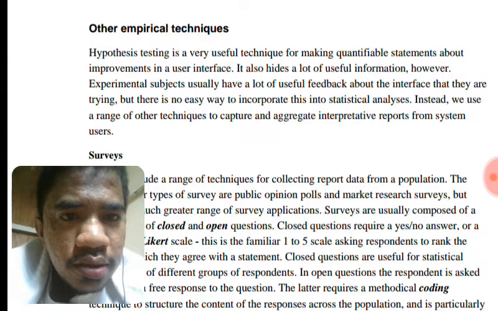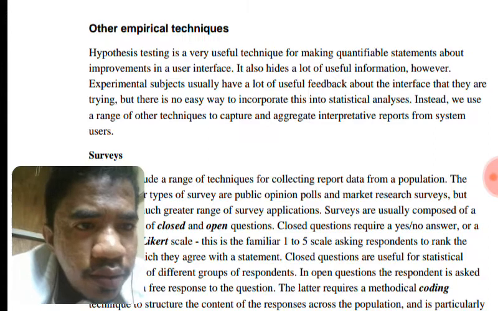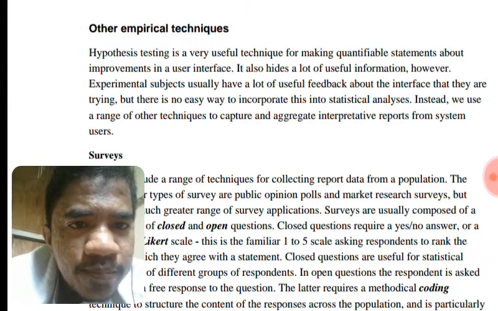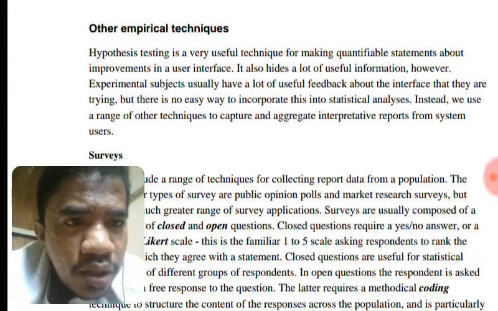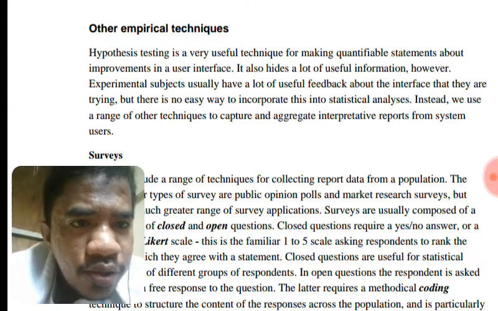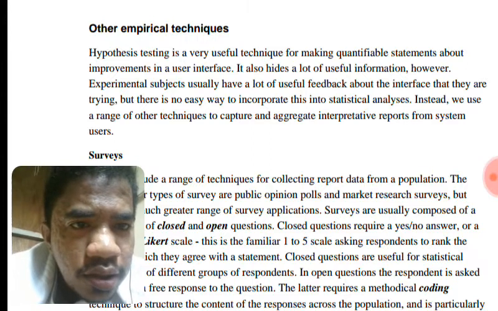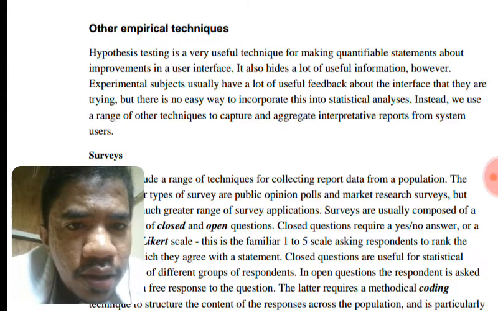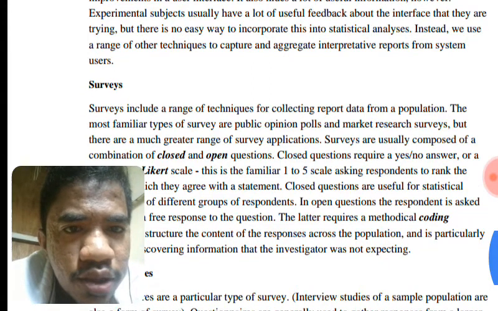Other empirical techniques. Hypothesis testing is a very useful technique for making quantifiable statements about improvements in the user interface. It also hides a lot of useful information. Experimental subjects usually have a lot of useful feedback about the interface that they are trying, but there is no easy way to incorporate this into a statistical analysis. Instead, we use a range of other techniques to capture and aggregate interpretative reports from the system users.